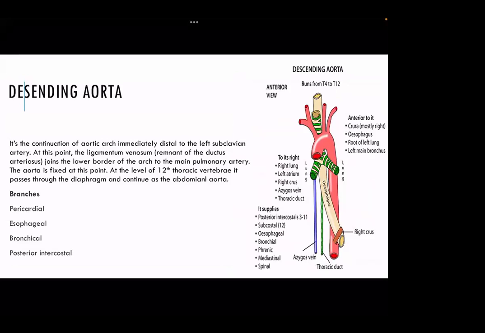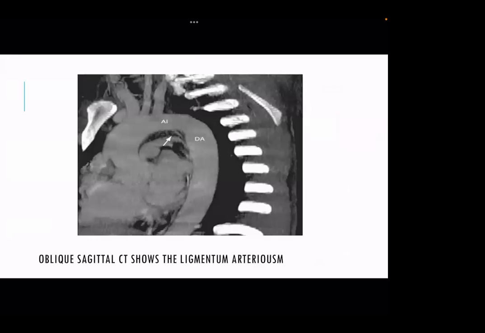The descending aorta is the continuation of the aortic arch immediately distal to the left subclavian artery. At this point, the ligamentum arteriosum, which is a remnant of the ductus arteriosus, joins the lower border of the arch to the main pulmonary artery. The aorta is fixed at this point. At the level of the 12th thoracic vertebra, it passes through the diaphragm and continues as the abdominal aorta. The branches of the descending aorta are pericardial, esophageal, bronchial, and posterior intercostal. This is an oblique sagittal CT showing the descending aorta with the ligamentum arteriosum.